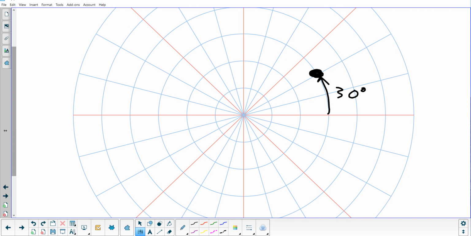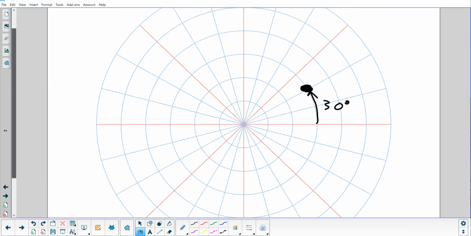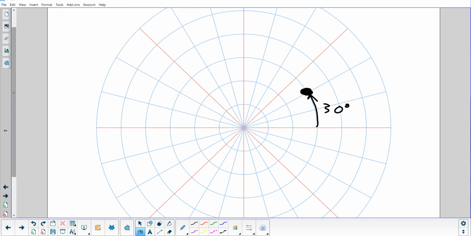All right, so I'll leave that up there for a minute or two and see if you can figure out 3 different ways to write that coordinate. All right, if you get stuck, just let me know. Okay, I'll come help you.